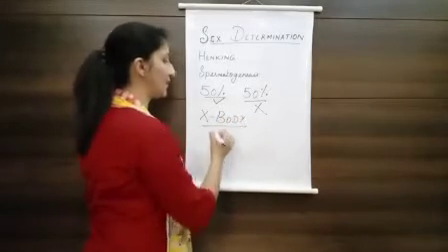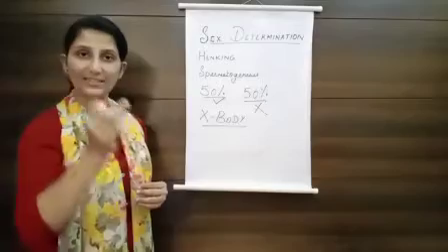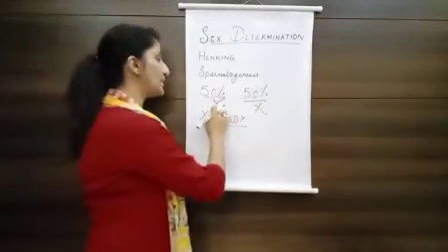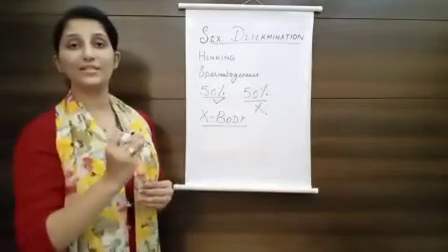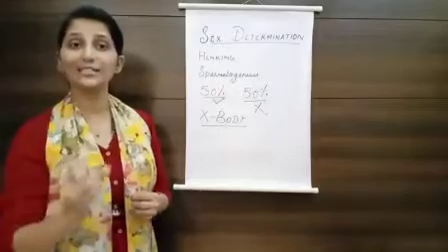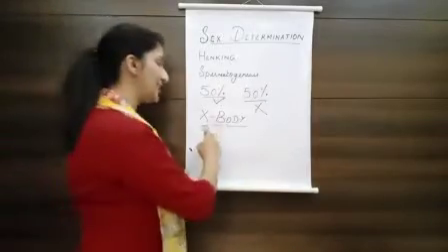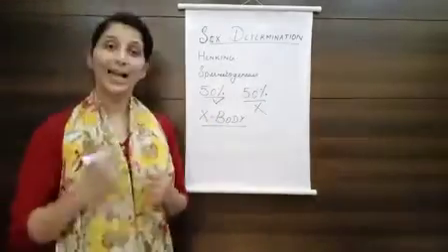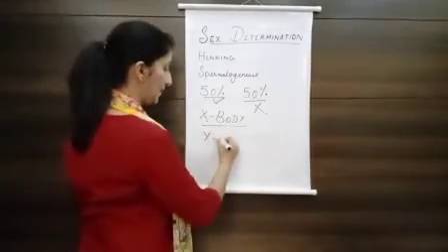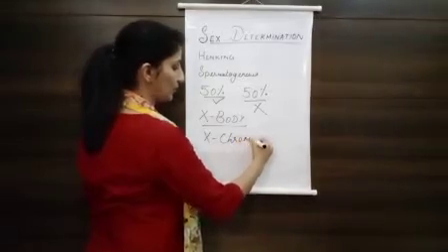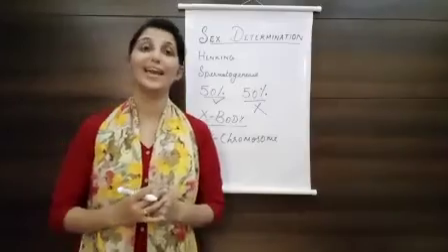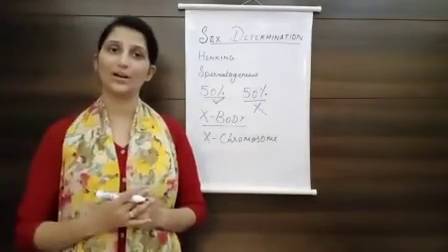Henking gave the name X body to the specific structure seen at the time of spermatogenesis in certain insects, in which 50% of the sperms showed its presence, whereas 50% of the sperms lacked it. Later, the X body came to be known as the X chromosome. So the X chromosome is nothing but the X body, which was discovered by Henking in the year 1891.